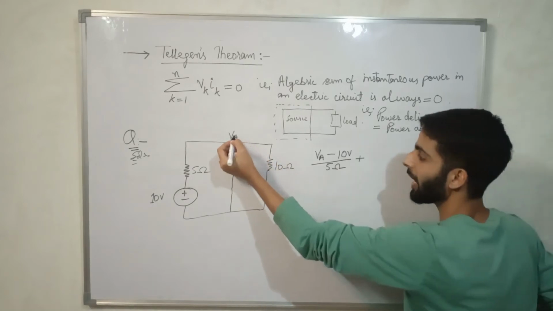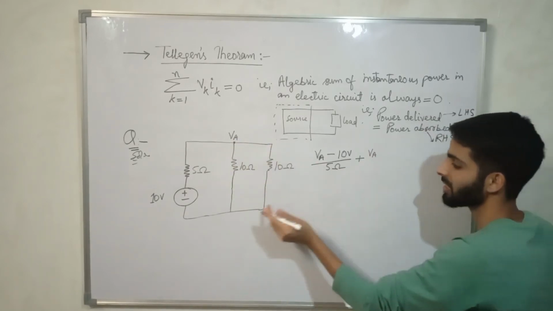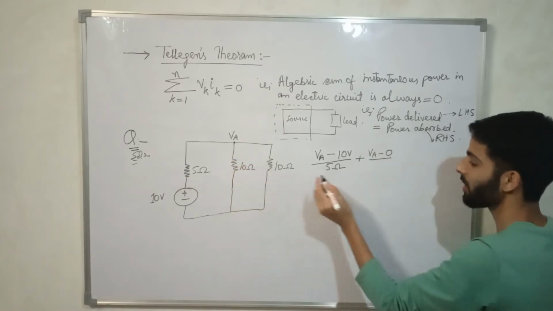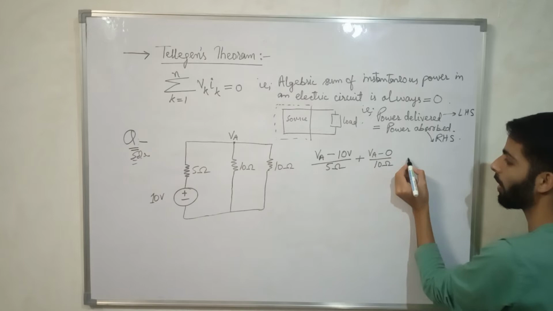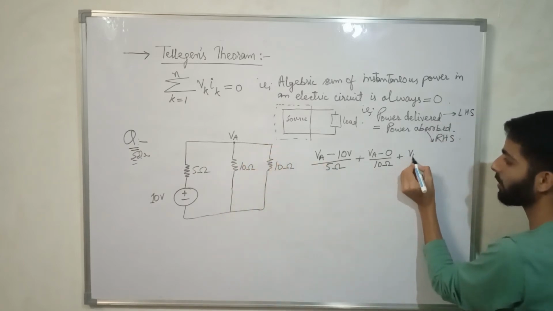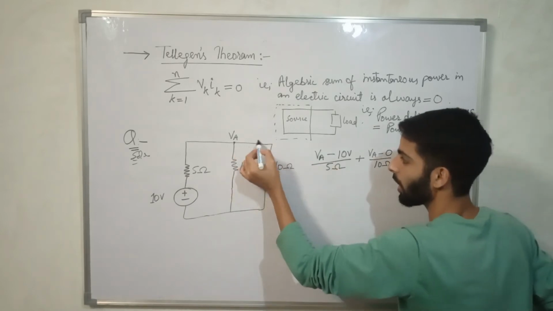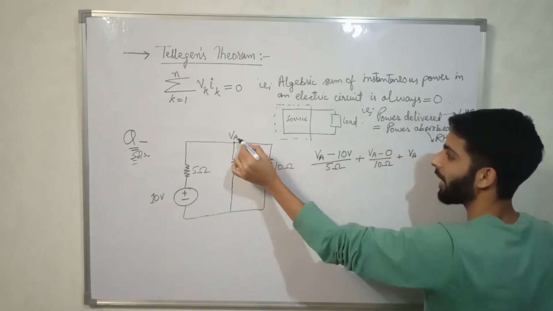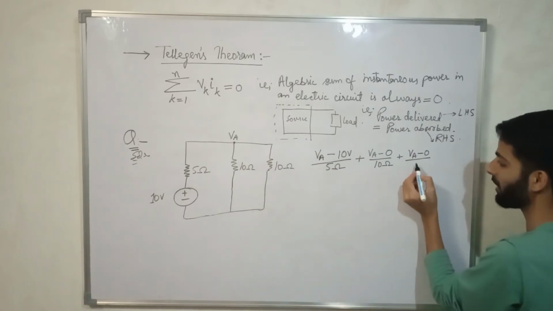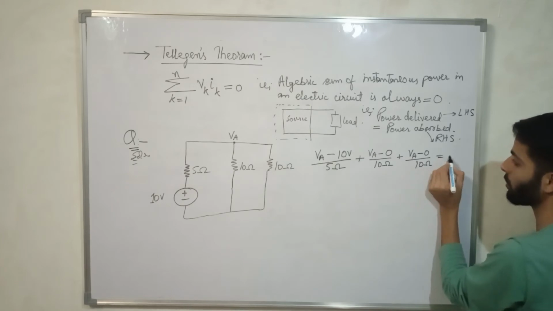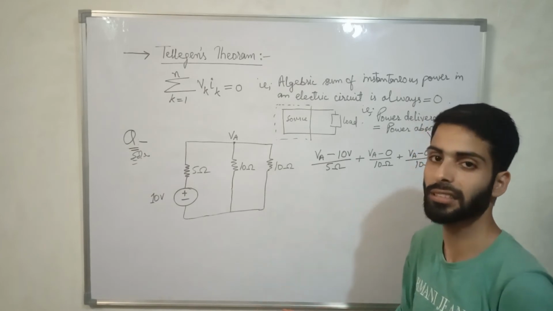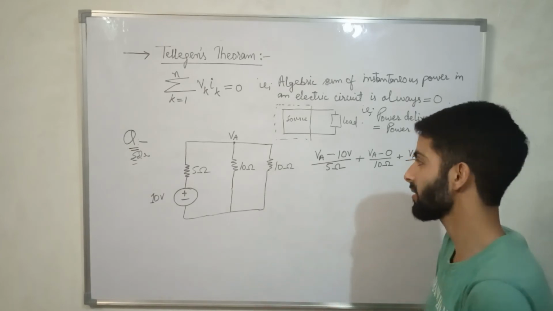Plus VA minus the potential of ground, 0, divided by the resistance in between, 10 ohm, plus in this branch VA minus the potential of ground, 0, divided by 10 ohm, is equal to 0. The summation of currents in the electrical circuit is always 0. As much current is entering, similar current is exiting as well.